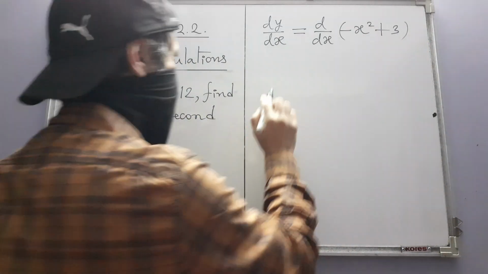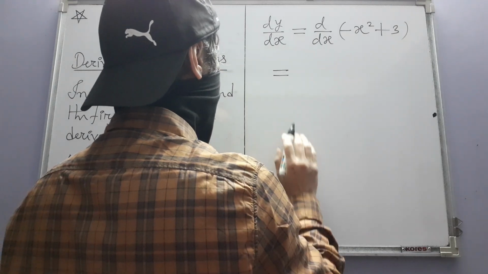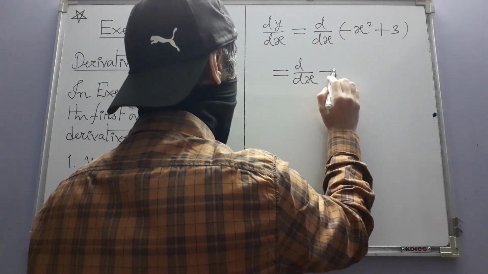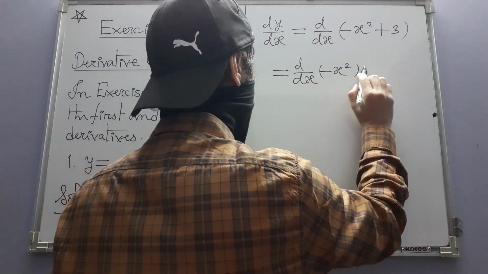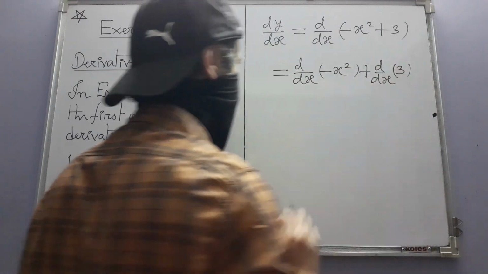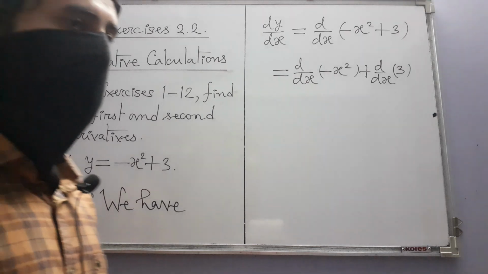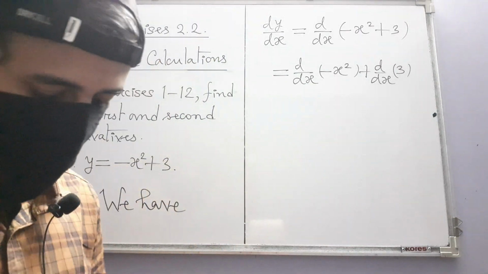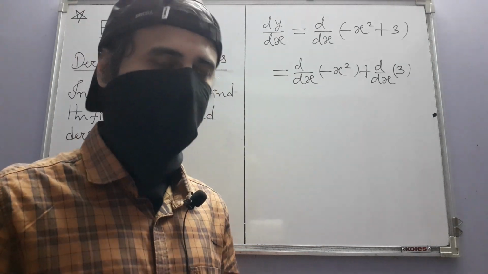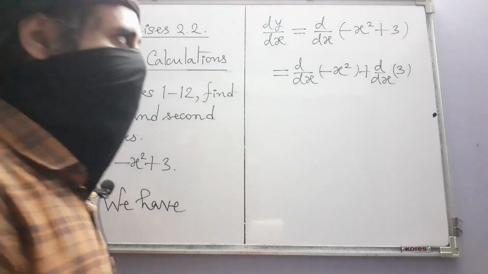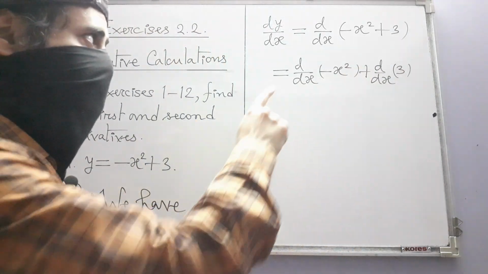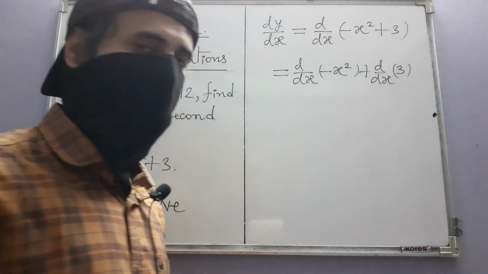Okay. In the very next step, we write this. What have we used here? Here we have used the sum rule for differentiation. We know that this rule says that when you have two differentiable functions, then their sum is also differentiable. These are the two differentiable functions, minus x squared and 3, and the derivative of the sum is equal to the sum of the derivatives.